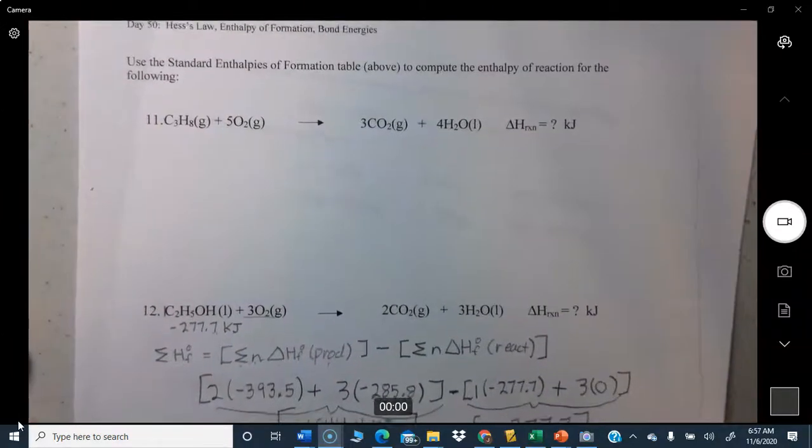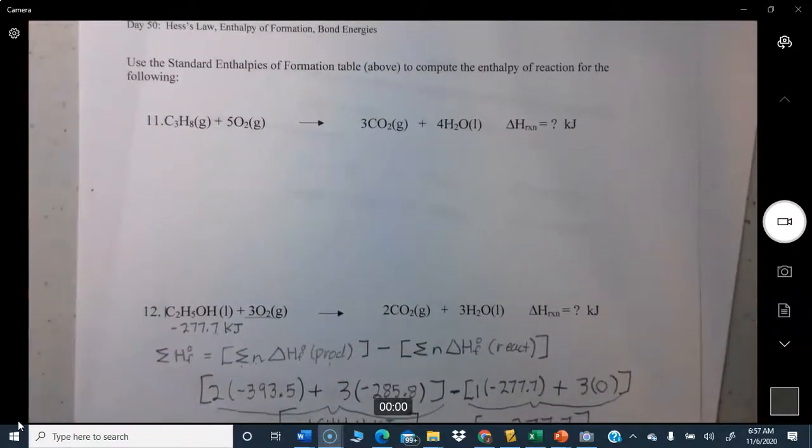Okay, and then as I said, the one above, you can do that one entirely from the table in the front. So go ahead and finish those up. I'm going to end this part of the video now and continue with Hess's law and bond energies in a different video. Okay? So go ahead and finish out these problems.